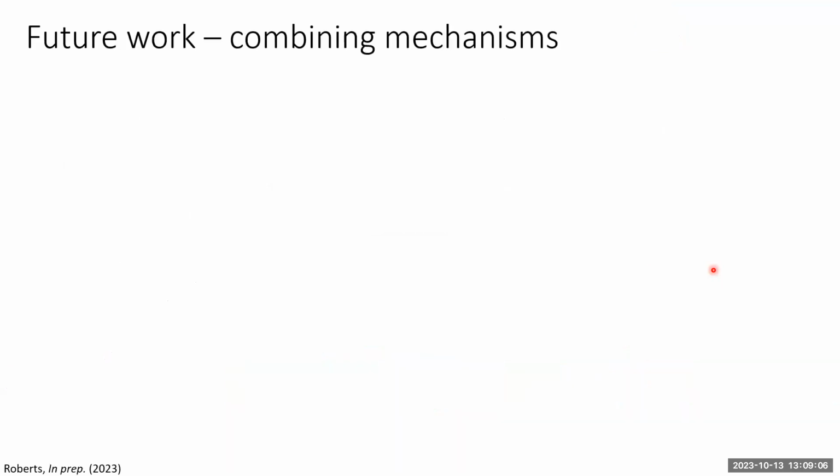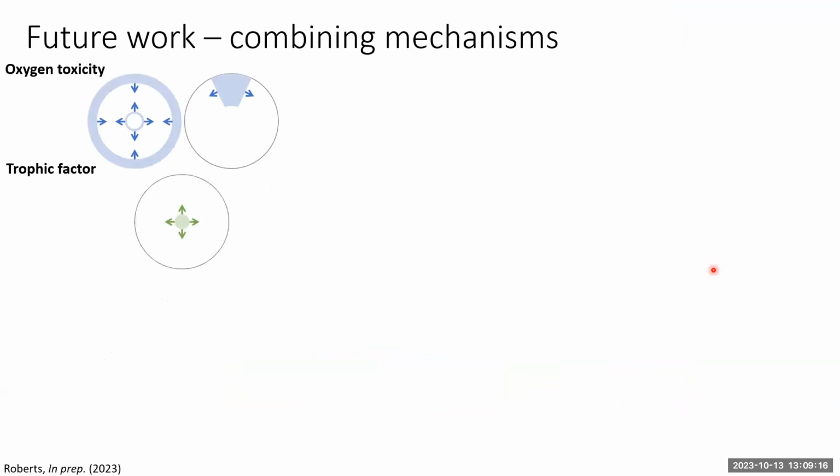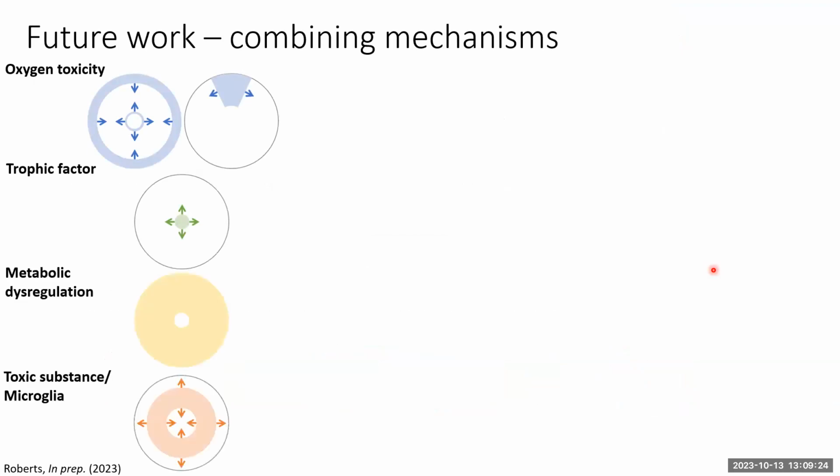And just to briefly tell you how this is in current and future work, how we're going to expand this. I've shown you here today that the oxygen toxicity mechanism gives rise to these sorts of patterns of degeneration. I've also looked at the trophic factor mechanism, which gives rise to this sort of pattern. And I've got current and ongoing work looking at metabolic dysregulation and toxic substance microglia hypotheses, which I'm predicting will give rise to the patterns of degeneration I've shown here.